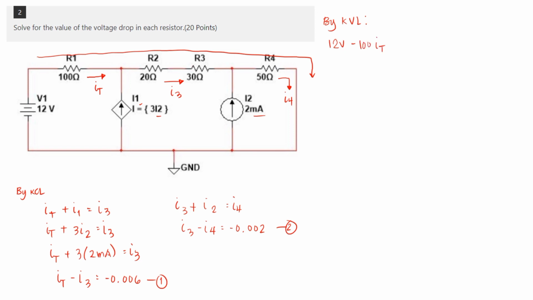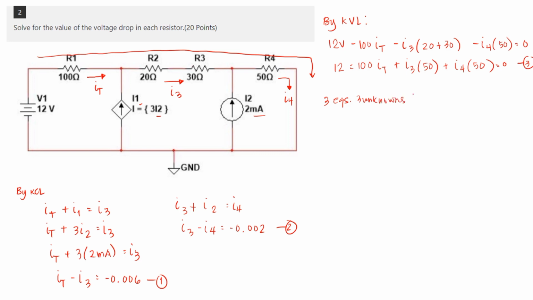Now by KVL, we can have a loop here from 12 volts minus 100 ohm multiplied by the current that flows through it, which is I T, minus I3 times 20 plus 30, since they are in series, minus I4 times 50, is equal to 0. Let's simplify this equation. You can have 12 is equal to 100 I T plus I3 times 50 plus I4 times 50, and that's our third equation. As you can see, we have 3 equations and 3 unknowns, and we can just use our calculator to solve for these equations.